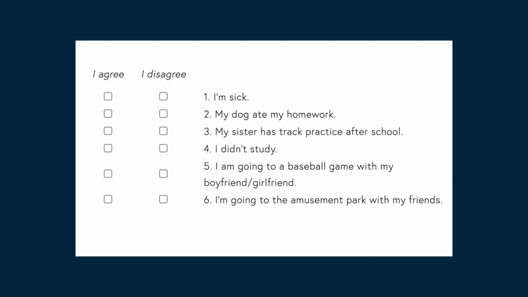I agree or I disagree. Very similar. You have some sentences that learners read and they mark if they agree or they disagree. This is kind of another trick to get learners to see other forms, the I form in this case, but it's also there so that learners get more comprehensible reps without even realizing it.